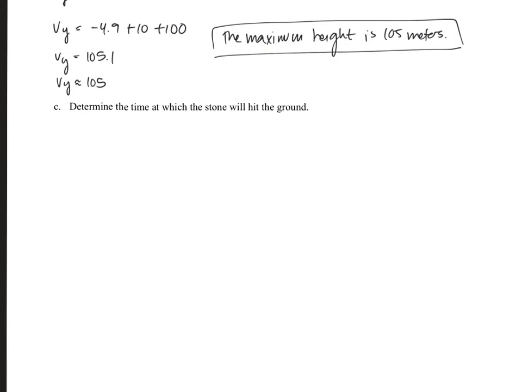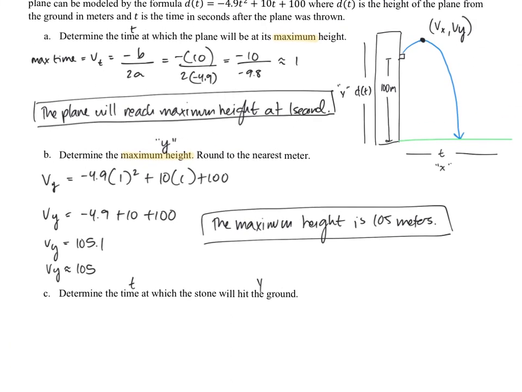Now let's take a look at part C. Determine t at which the stone will hit the ground. I'm not actually given anything here. I'm not given the time and I'm not given y. Let's take a look at our graph here. When the rock hits the ground, we don't know what time it is, but do we know the height of the object? Not the rock, I'm sorry, that should say the plane. I have to edit that on your problem. Hopefully I edited that as well. Okay, so the plane will hit the ground.